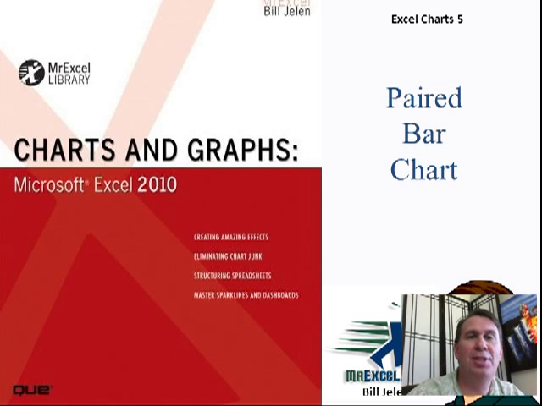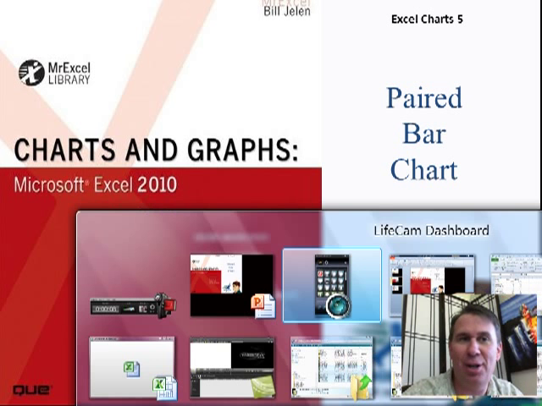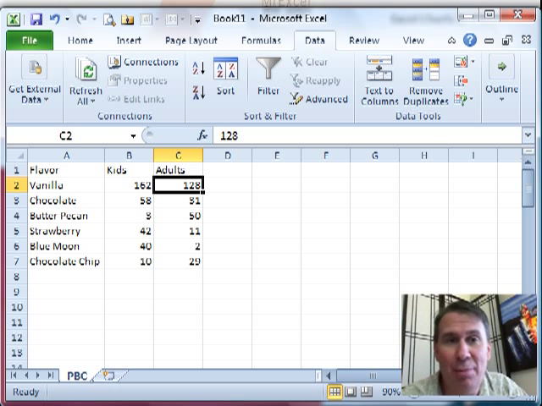Excel Charts Chapter 5, the Paired Bar Chart. Welcome back to the Mr. Excel netcast. I'm Bill Jelen. In the Charts book, Chapter 5 talks about doing comparisons, and this paired bar chart is pretty cool, although it requires a bit of trickery in order to get it to work.